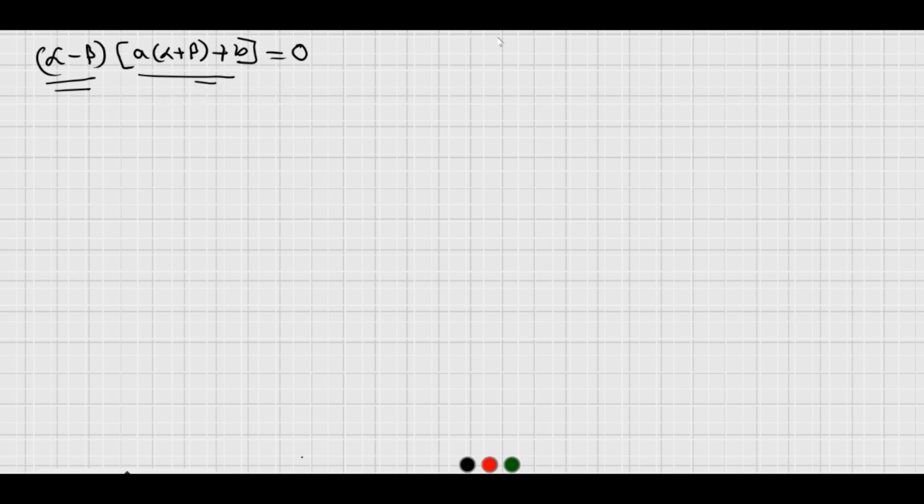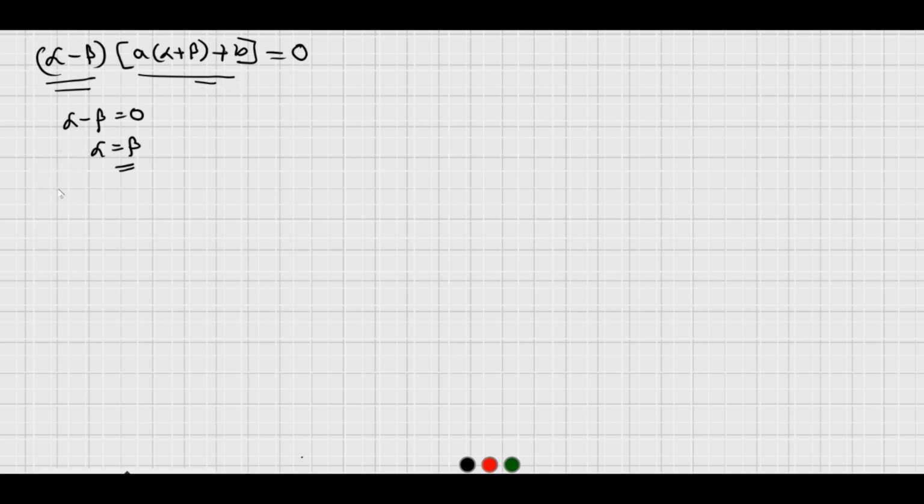For example, you have two numbers to multiply. Either one number becoming 0 is sufficient to make the product 0; it is not necessary that both become 0. In the first case, if alpha minus beta is equal to 0, then this will become 0. That means alpha is equal to beta, that means both roots are the same. Then this equation becomes 0.